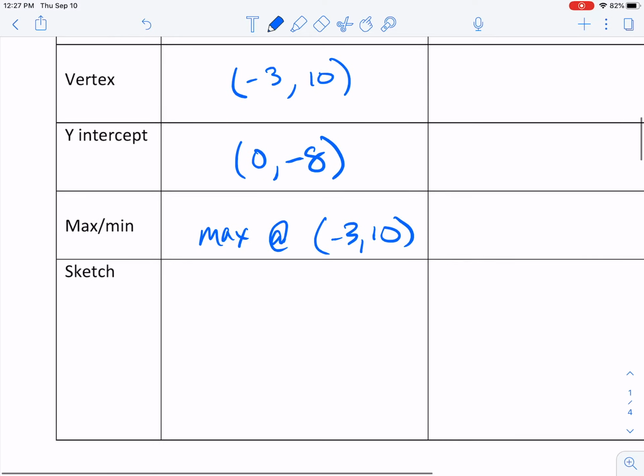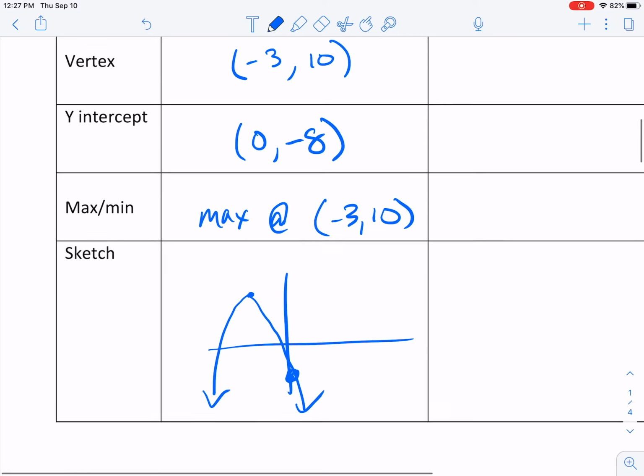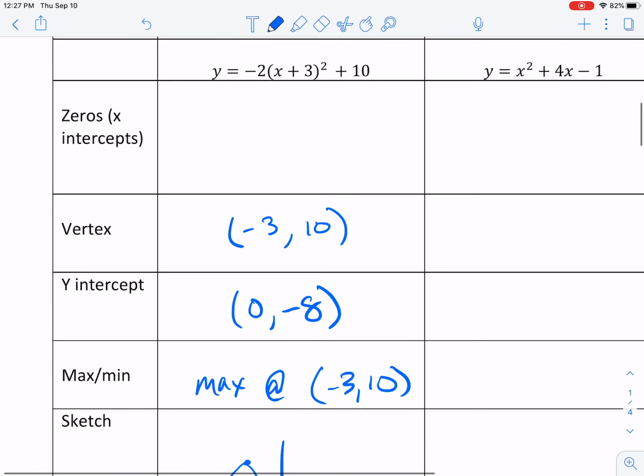The sketch: I have a y-intercept of (0, -8). I have a vertex of (-3, 10) somewhere up here. It's going to do something like this. Oh, well, pretend I can draw. My bad, whatever. Okay, so that's roughly the idea of what it looks like.